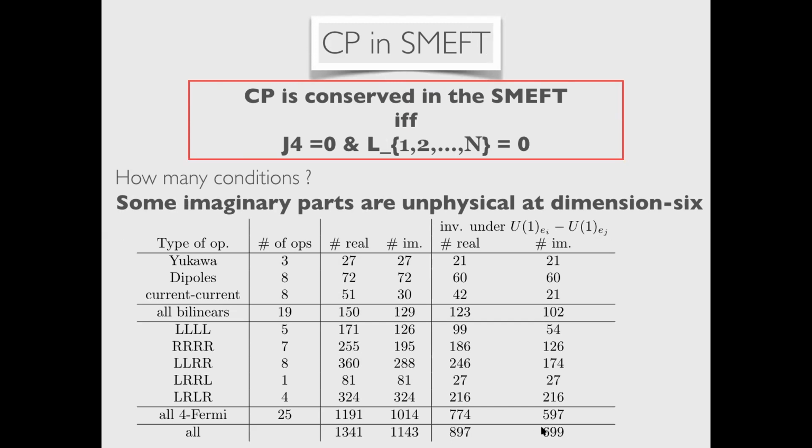And this here, this 699, is actually the number I was looking for. So this is the number of all CP-odd quantities I'm looking at, and that I need to send to 0 using such conditions. So in that case, this n would be 699.